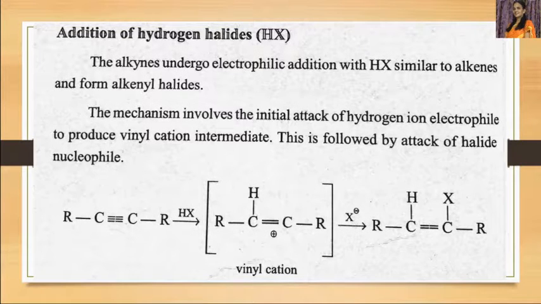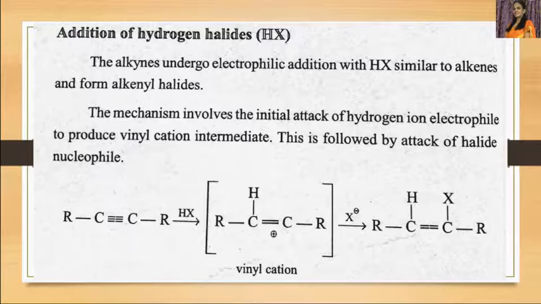So next one, addition of hydrogen halides. Addition of hydrogen halide, that is HX addition. So in this reaction, what happens? The alkynes undergo electrophilic addition with HX similar to alkenes to form alkenyl halides. In alkenes also they undergo addition with HX to form alkyl halides, whereas alkynes undergo electrophilic addition with HX to form alkenyl halides.